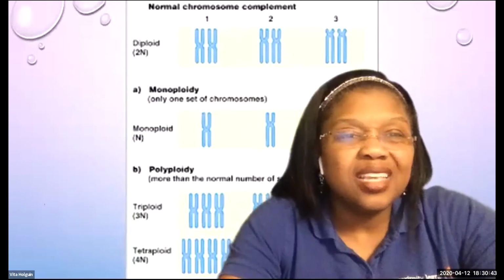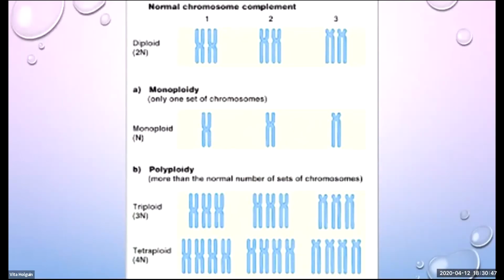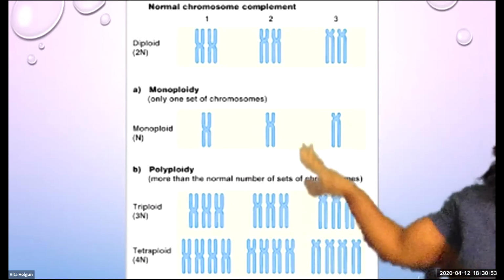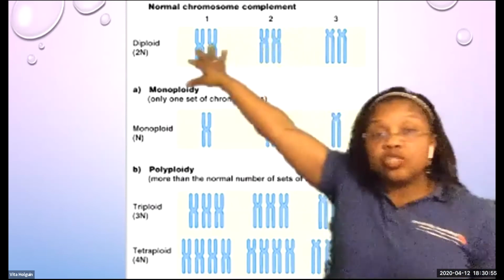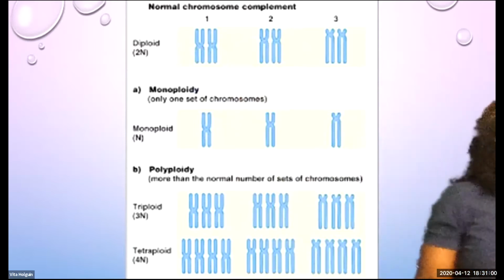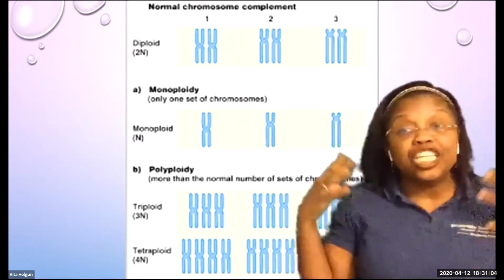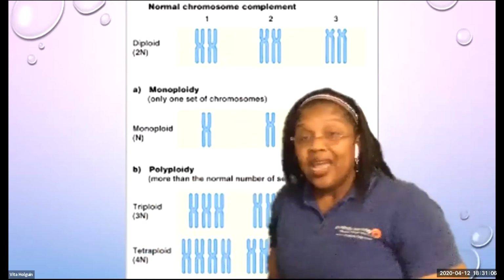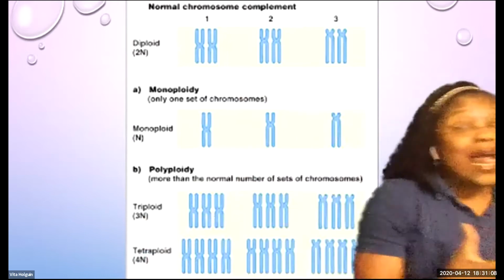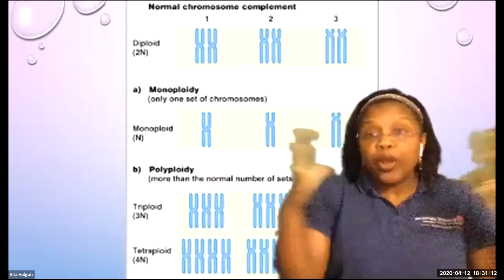What happens in this scenario? What happens if you have a non-disjunction and all the chromosomes are carried over? So we have our diploid cell. This is normal, okay? Let's say that in the development of the sperm and the egg, the non-disjunction didn't just happen at one chromosome. It didn't just happen at chromosome 16. It didn't just happen at chromosome 21. The entire thing did not break apart.